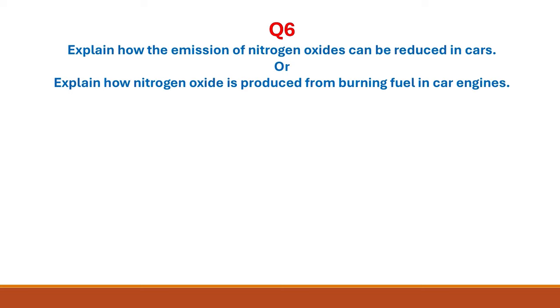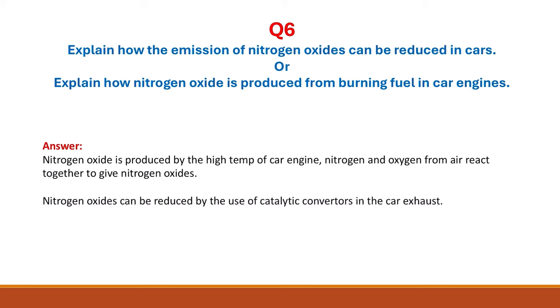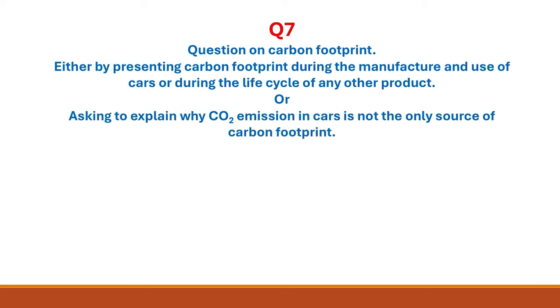Question 6. Explain how the emission of nitrogen oxides can be reduced in cars, or explain how the nitrogen oxide is produced from burning fuel in a car engine. In terms of the production, nitrogen oxide is produced by the high temperature of the car engine. Nitrogen and oxygen from air will react together to give nitrogen oxides. However, the reduction of the emission of nitrogen oxide is achieved by the use of a catalytic converter in the car exhaust, and catalytic converters will convert nitrogen oxides to nitrogen and oxygen.